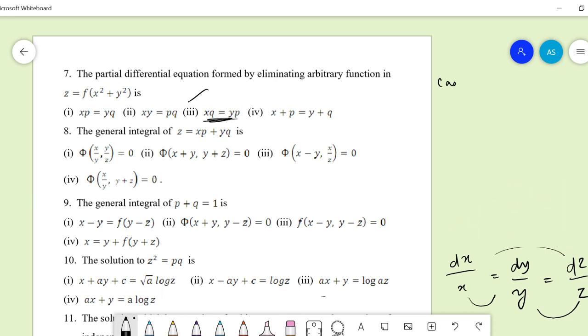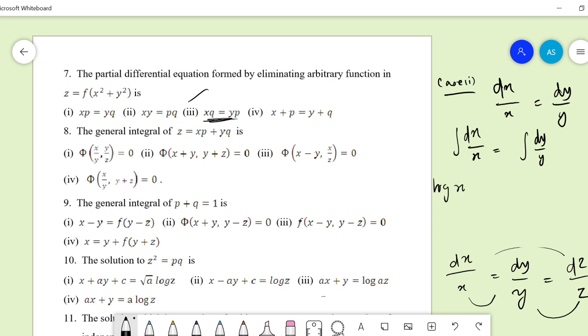So case 1, dx by x equals dy by y. Just integrating on both sides. dx by x is nothing but log x. Integration of dy by y is log y. Since these two terms contain logarithmic terms, I am adding the constant as log c. Now, log x minus log y equals log c.